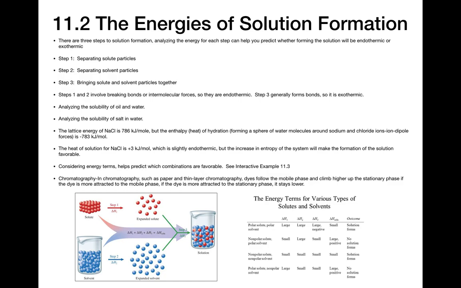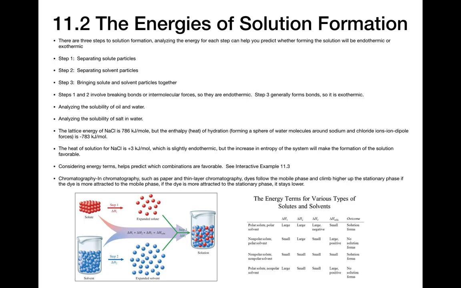Considering energy terms, you can actually predict which kind of combinations are favorable. You can see down below on the right bottom here that their energy terms for various types of solutes and solvents are looked at, and I would highly suggest going through each example, looking at the delta H1, the delta H2, and the delta H3. Keeping in mind delta H3 is a negative number, delta H1 and 2 are positive numbers.